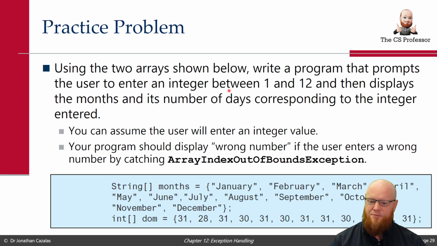Let's practice a problem. Using the two arrays shown below, here we have a string array called months, and an integer array called DOM, which simply shows the number of days of a given month. So we have 31 days in January, 28 days in February, and so on. And here are the names of the months. We want to ask the user to enter a number between 1 and 12, and then display the month and the number of days corresponding to the integer of that month.